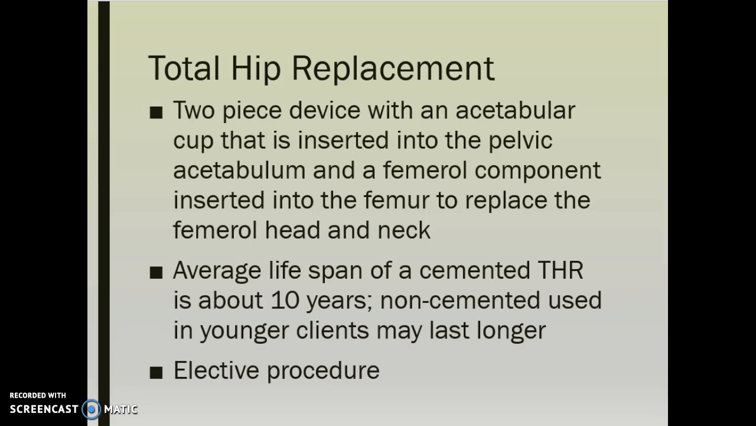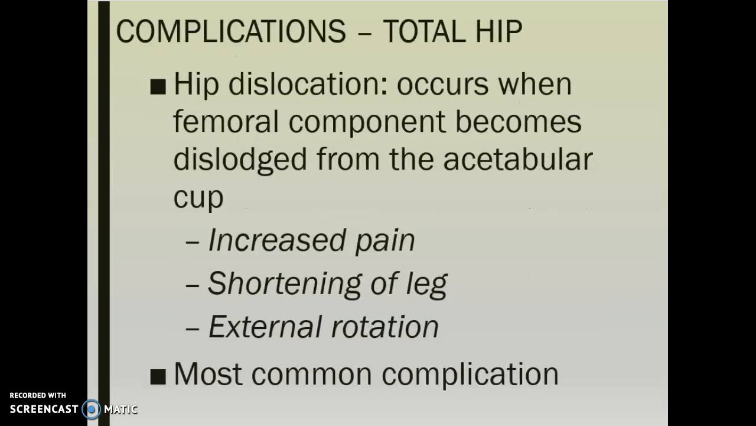When they do a hip replacement, just think of a ball and socket joint, which is what the hip is, and they put in a 2-piece device that then will behave just like a real hip does. Complications can be hip dislocation, and this can be very serious because if the hip dislocates, they have to go back in quite often to fix it, and of course we don't want to do that.